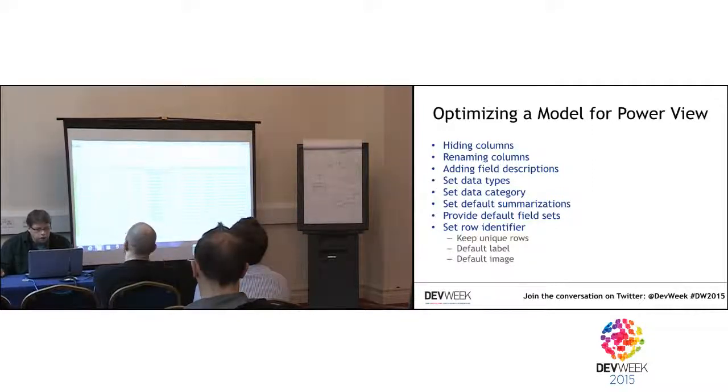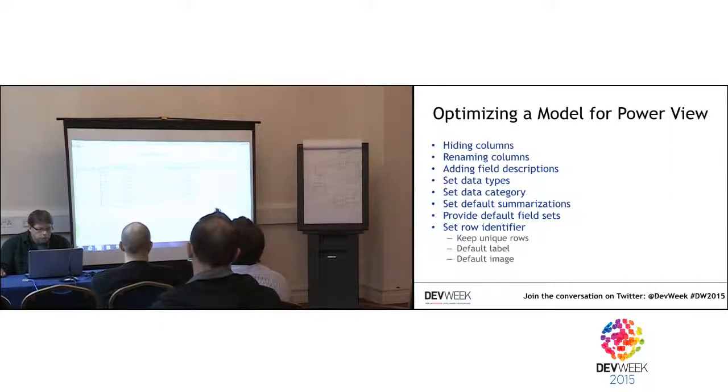The other thing is here, I talked about the data categories. So if I look at sales territory, here's a sales territory region. You can say data category, and you can say which it is, country, region, and so forth. That way, when you pull it in and start doing mapping on it, which you can do in Power View, it'll know to geolocate those fields.